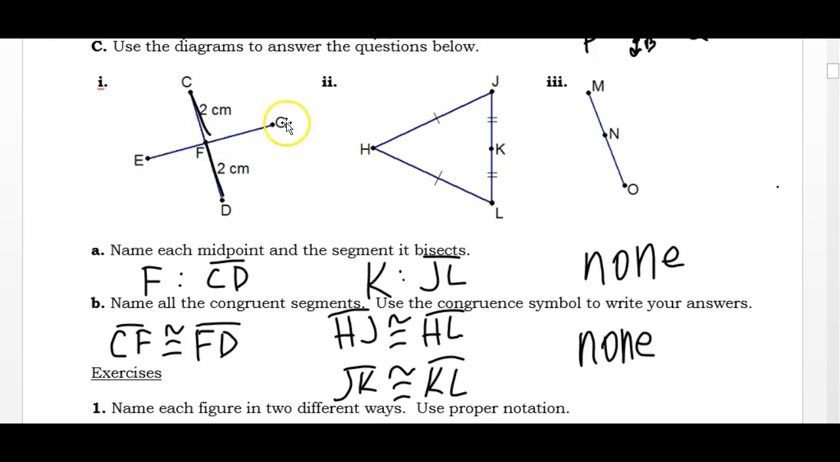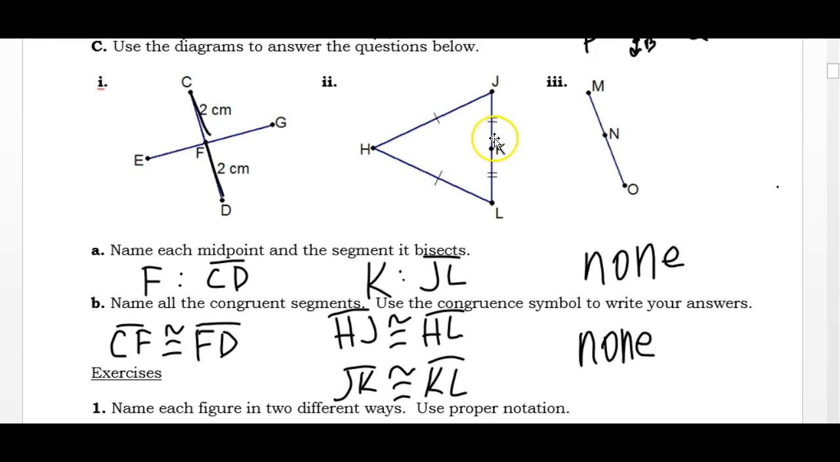I don't know if it's the midpoint going this way, and if you look really closely, this half looks a little bit shorter, this half looks a little bit longer, so I'm not calling it the midpoint of EG. So I have F as my midpoint, and it's the midpoint of segment CD.